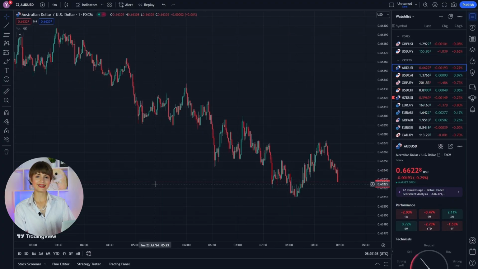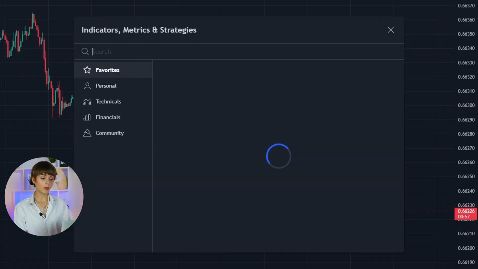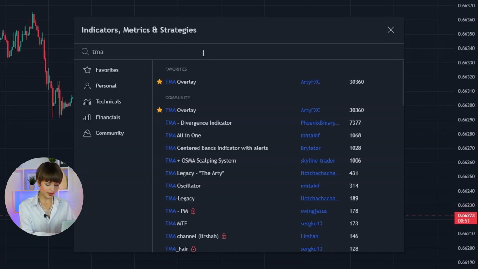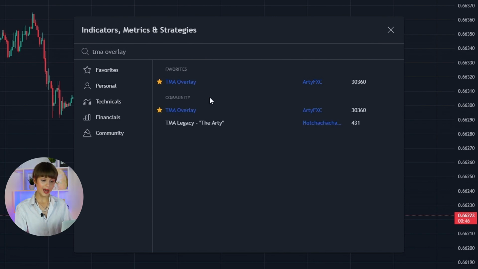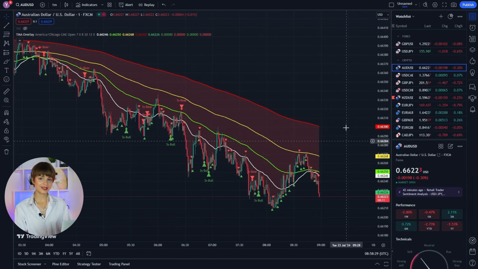Now let's apply the indicator, with the help of which we'll be trading today. We open the indicators panel and type TMA overlay in search, and we add this indicator, this one. As you see, our charts improved pretty well. Now let's figure out how to work with this indicator.